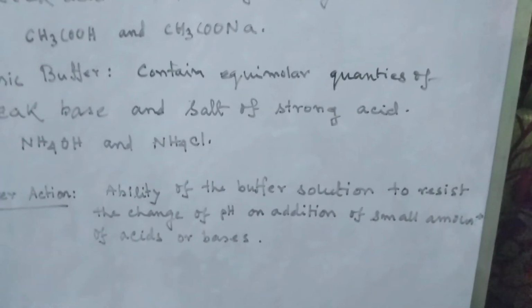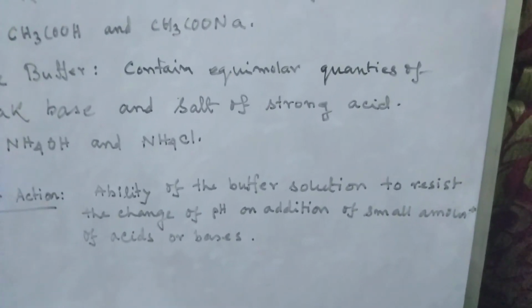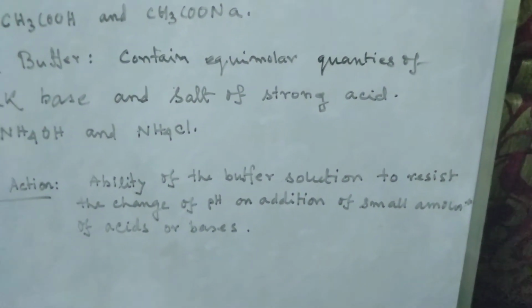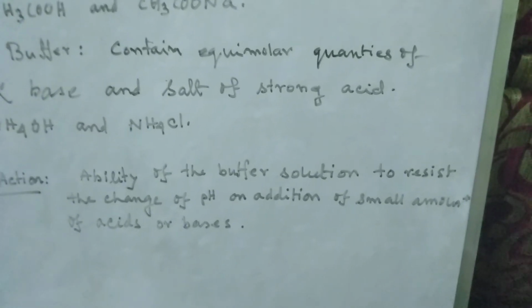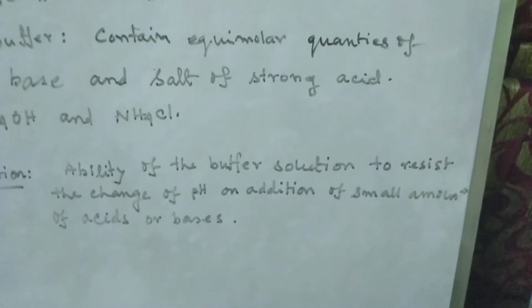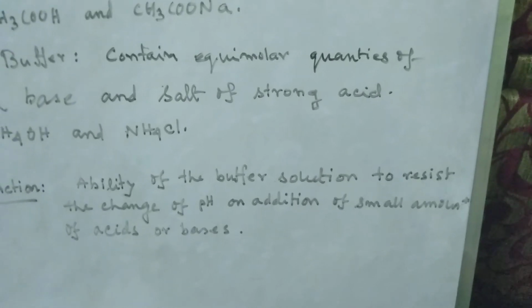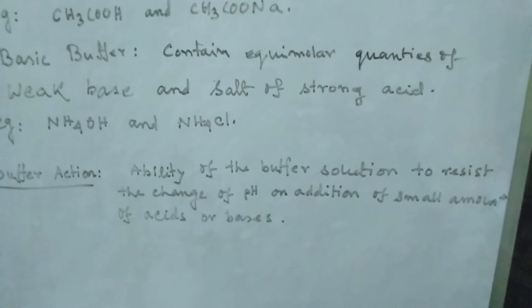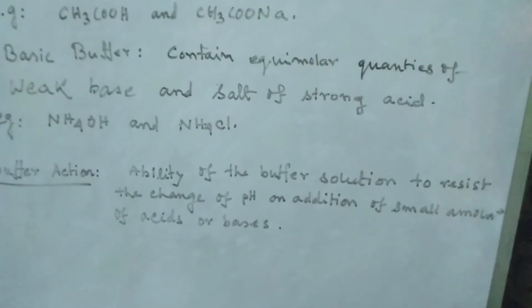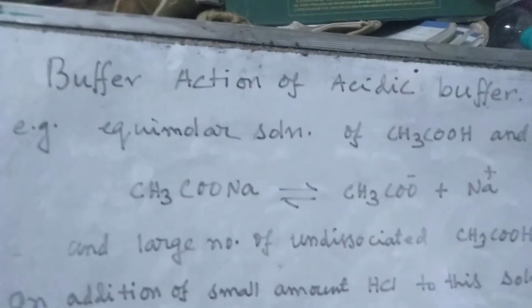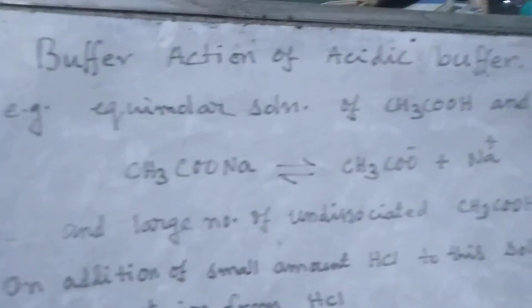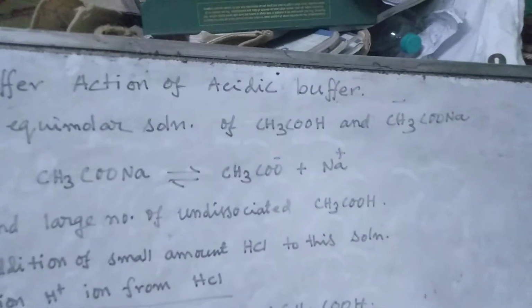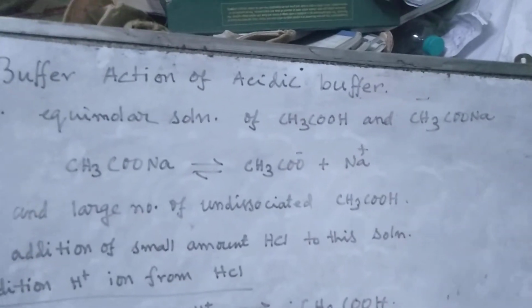Now, what is buffer action? The ability of a buffer solution to resist the change of pH on addition of a small amount of acids or bases is known as buffer action. Now, how does buffer action happen in an acidic buffer? We have to understand it. For this, we take the example of an equimolar solution of acetic acid and sodium acetate.